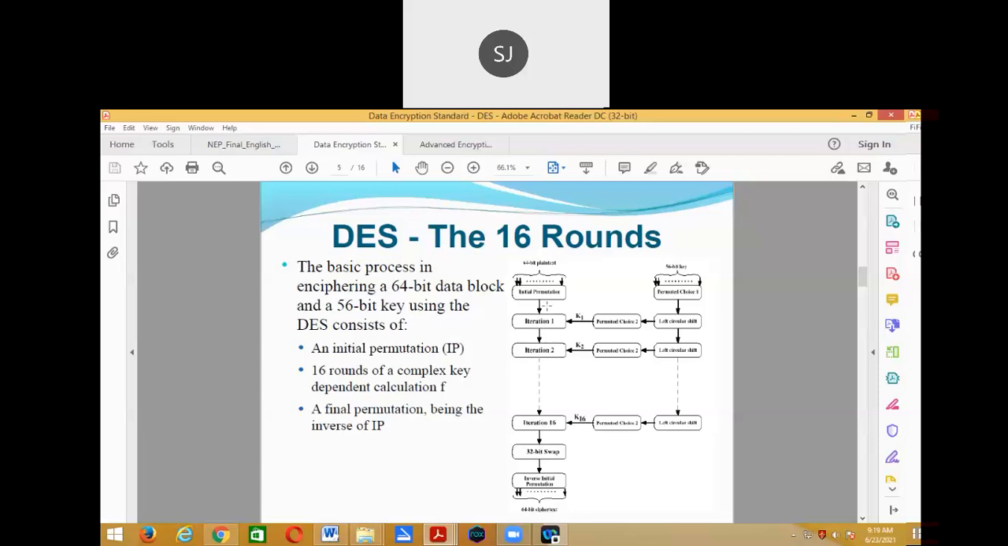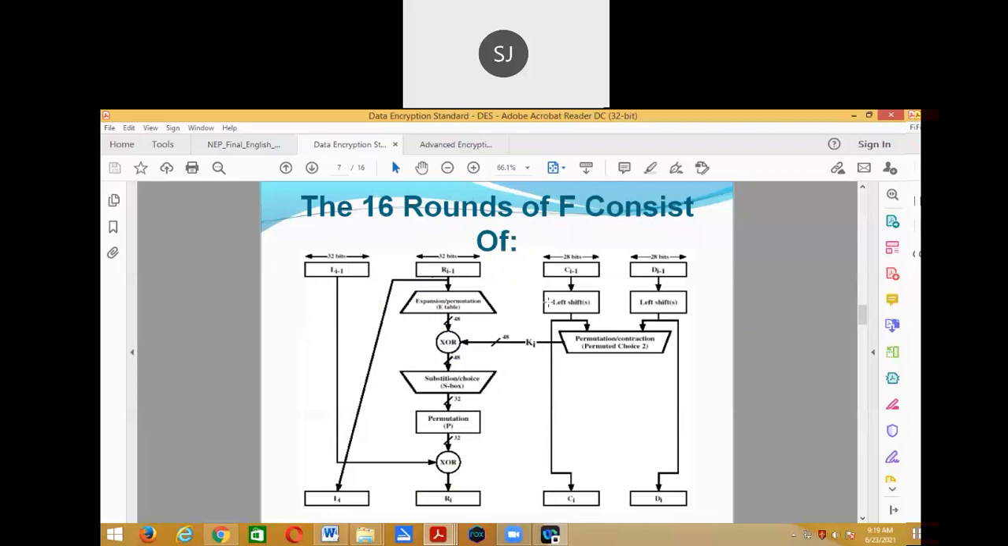For each and every round, see here, what are the inputs? One input is 64 bits, and the other input is the 48-bit key. This is our iteration i. For iteration i, the output of iteration i minus 1 is the input, a 64-bit input, split as 32 and 32.